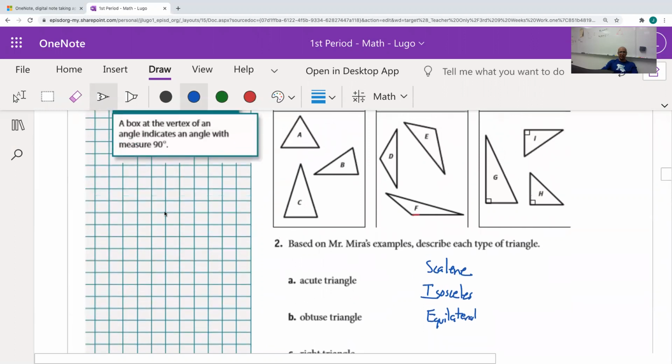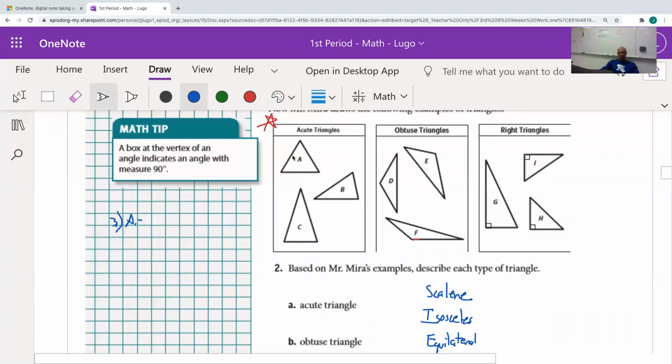All right, so again, this is number 3, and I'm going to look at triangle A first. So look at triangle A right here. Notice how all 3 of these sides are exactly the same. Even though it's an acute triangle, it's an acute equilateral triangle, because all the sides are the same.